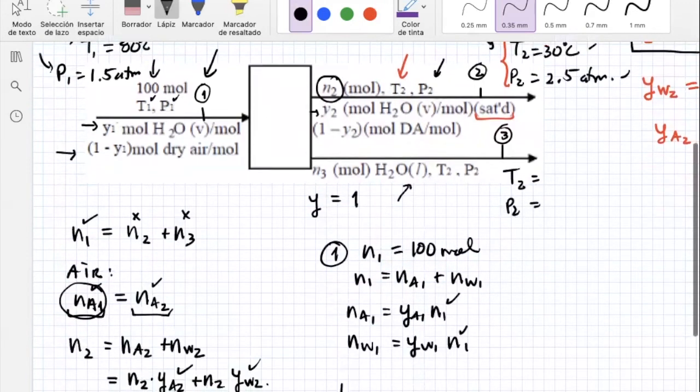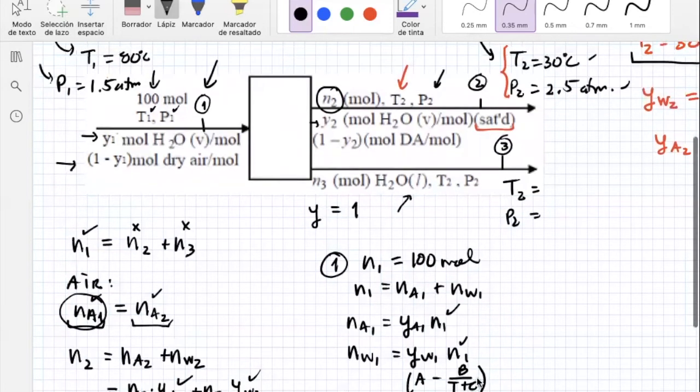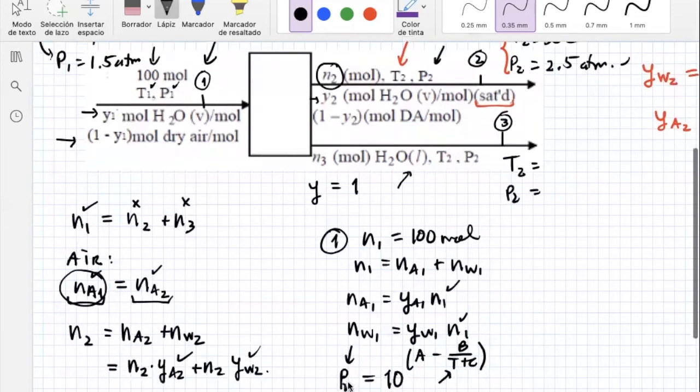Take a look. Maybe I can do this. So P1 is going to be equal to 10 to the A minus B over T plus C. So I can use the Antoine equation again in order to find it for water. If I just change this T, and instead of using 30 degrees Celsius, I'm going to use 80 degrees Celsius, that will give me the vapor pressure here that maybe I can use at this part, okay? So that's one of the things that I can use. That's one way to do it.